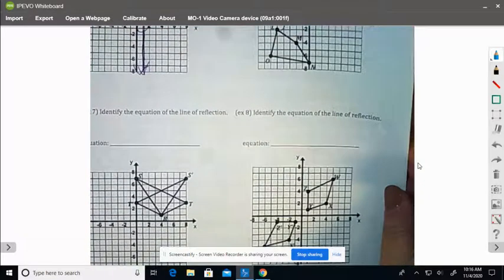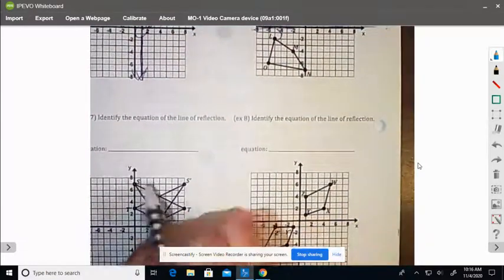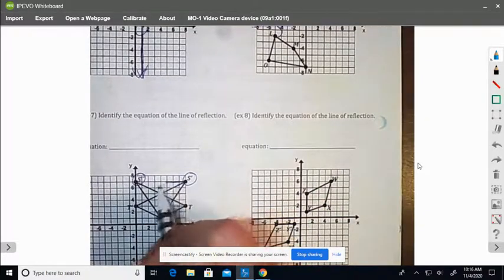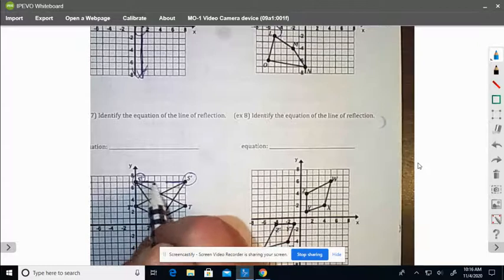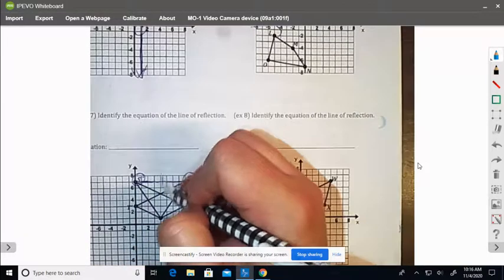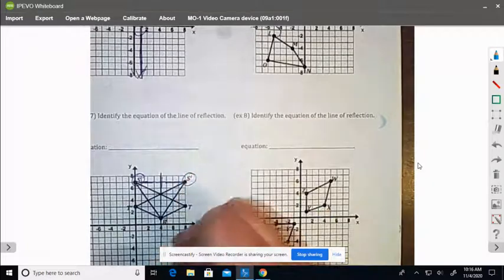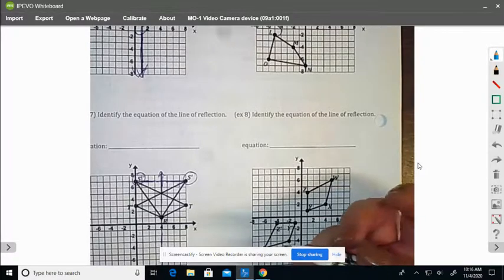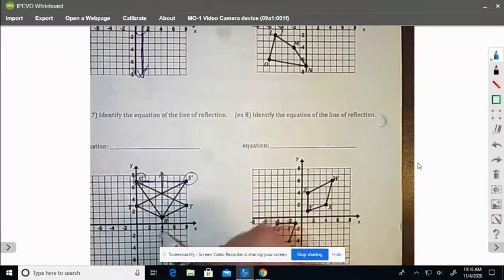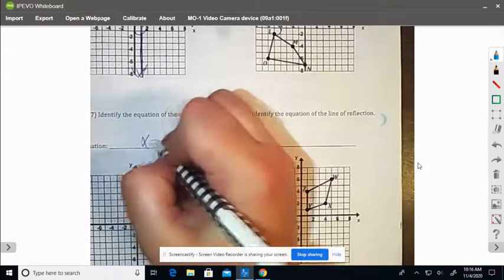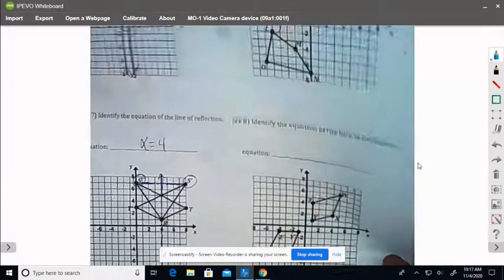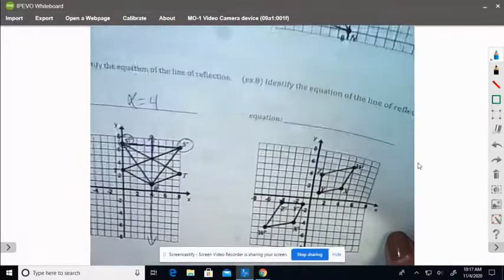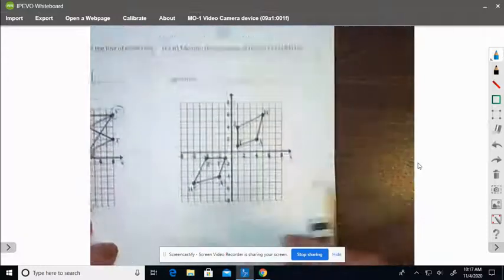The line of reflection here is a little trickier to see, but focus on one point. So here's S, here's S prime. I go 3 this way, 3 this way, that's not enough, so I'm going to go 4. That meets me right here in the middle. So that must be my line of reflection that I'm flipping over, okay? And that line goes right through 4 on my x-axis. So that would be x equals 4. No y equals so far, but we did just do one.